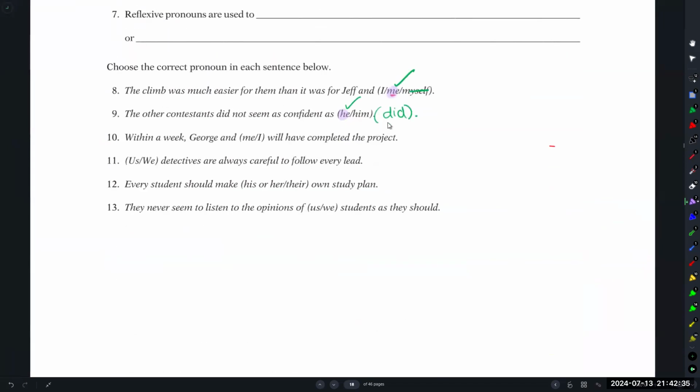So it's the same issue. Within a week, George and I will have completed the... Yes, tell me. Okay, good. Sir, I. All right, good. George and I. Okay, good. Now tell me number 11. Sir, us.